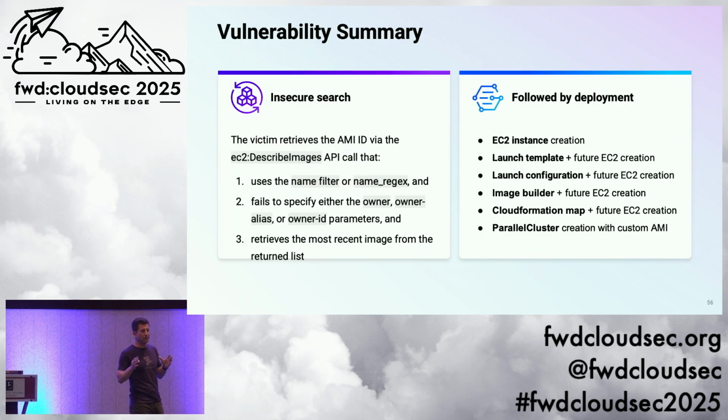So at this point, I finally feel like I'm comfortable. I know I have the vulnerability summary mapped out. If you are doing the insecure search, and then you're using that AMI ID to eventually create an EC2 instance, you are vulnerable to this. I say eventually because the most common use case is you grab the AMI ID, you immediately create an EC2 instance, but there's all these delayed ways that you can also be vulnerable to this, right? You grab that AMI ID, you put it into a launch template or a launch configuration. Once that executes in the autoscaling group, then the attacker's AMI is going to be launched.